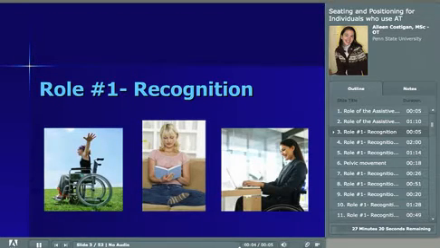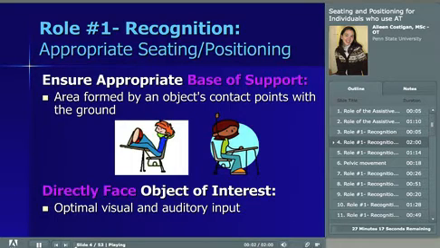As part of the recognition role, members of the assistive technology team should have a basic understanding of what appropriate seating and positioning should look like. While this module will present some general rules and principles, it is important to recognize that appropriate seating and positioning will vary between individuals, between environments, and for different tasks. In fact, a single individual may have a variety of appropriate positions that they use for different activities in different settings. It is thus important to recognize these next points as guidelines rather than hard and fast rules.